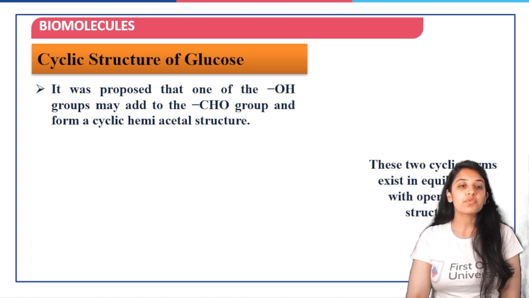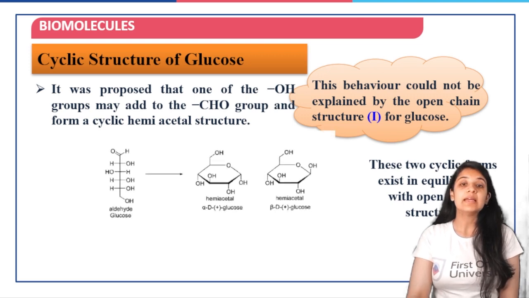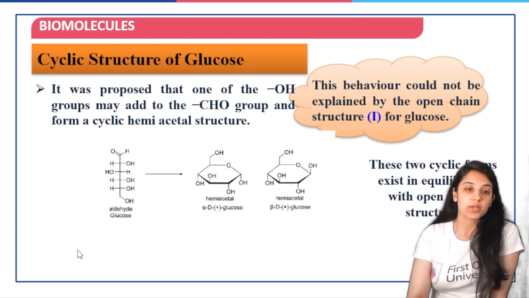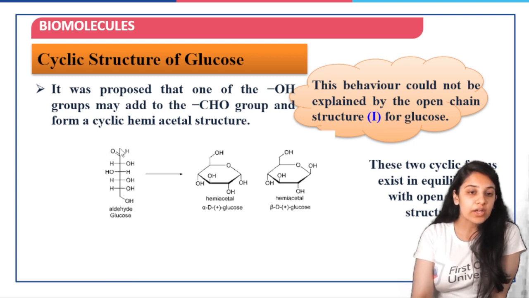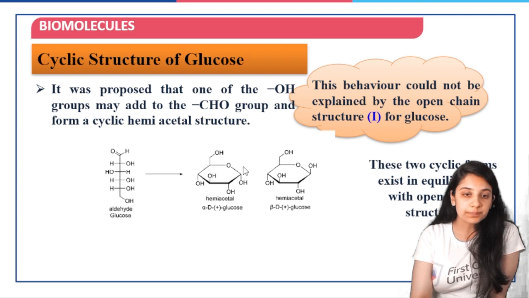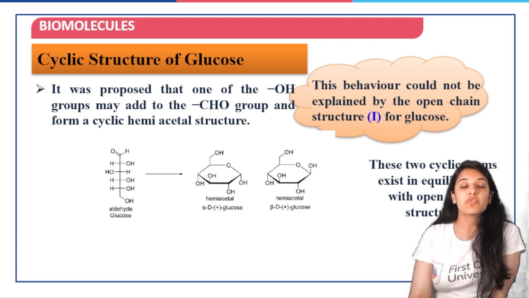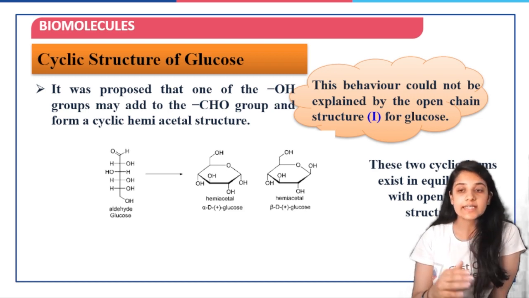So it may be proposed that one of the OH groups may add to the CHO group and form a cyclic hemiacetal structure. This behavior could not be explained by the open chain structure. So this is the open chain structure where we have the aldehyde group present, and this is the alpha D glucose, and this is the beta D glucose. So the alpha form is the one where the OH is present downwards on the first carbon atom, and the beta form is the one where OH is present upwards on the first carbon atom. That is, towards oxygen is the beta form and away from oxygen is the alpha form. And why is it called the hemiacetal form? Because half of the acetal group has actually disappeared from here.